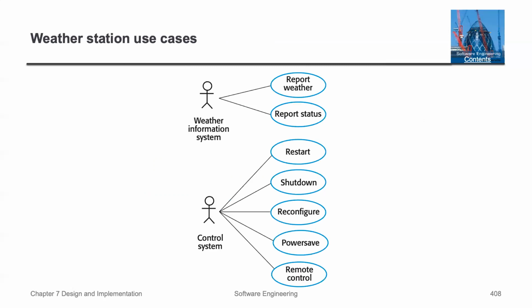Here are the use cases. We have a couple of individuals. We have the weather information system, and then we have the control system. The interfaces that the operator would have engaging with the weather information system are report the weather and report the status. And in the control system, there are various functions that you can have: restart, shut down, reconfigure, power save, and remote control.